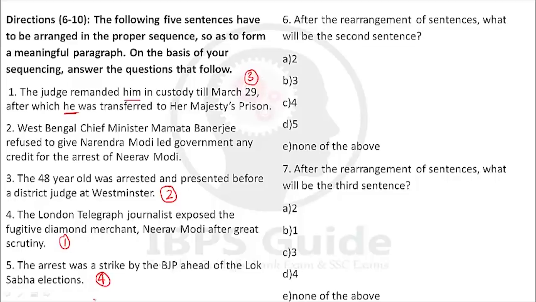And which is the rest of the sentence? That is Mamata Banerjee, West Bengal Chief Minister Mamata Banerjee refused to give the Narendra Modi-led government any credit for the arrest of Nirav Modi. So the second sentence will be the fifth sentence.